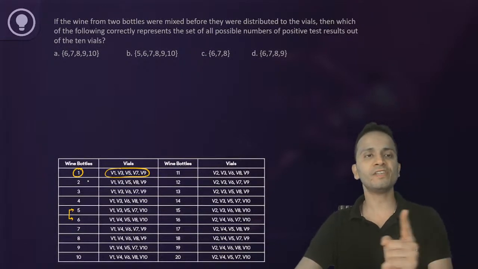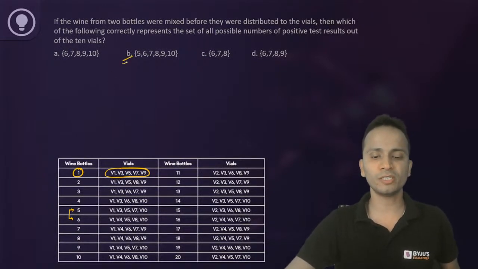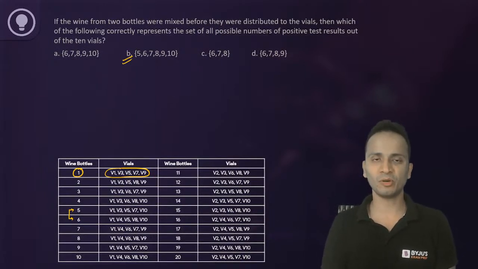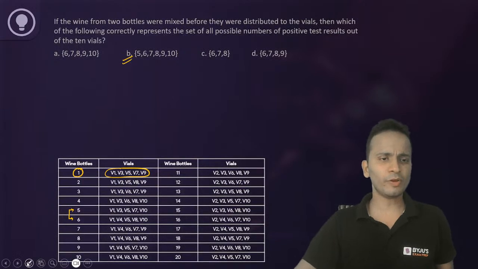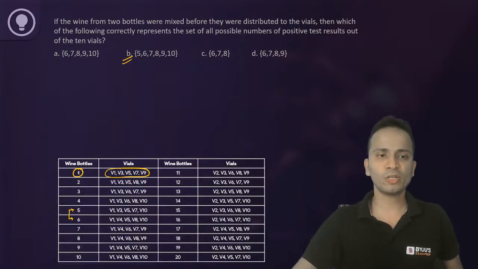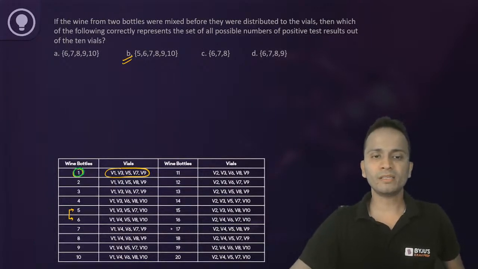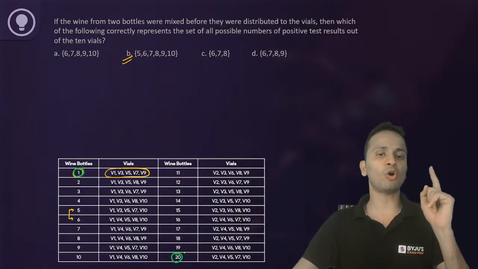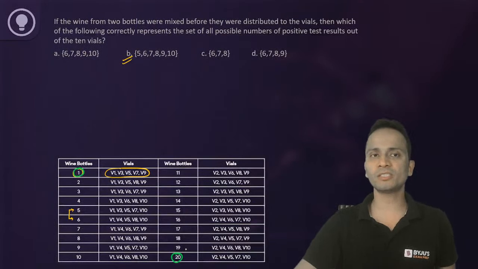Okay, now 5 is there in only one option, that is option B. So option B will be the correct answer. Okay, right? Now another way of getting this answer is we can find out the maximum number of vials. So let's say bottle 1 and bottle 20 are mixed, and bottle 1 was poisonous. So now after mixing, bottle 1 and bottle 20 both have poisons, right?